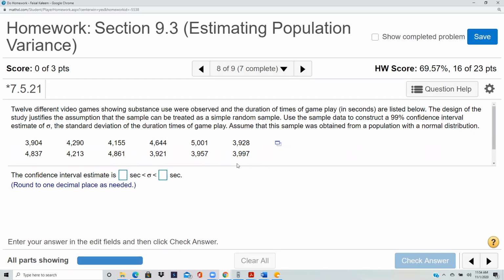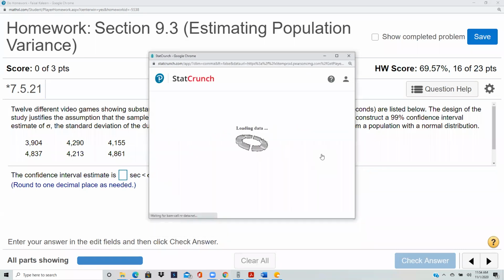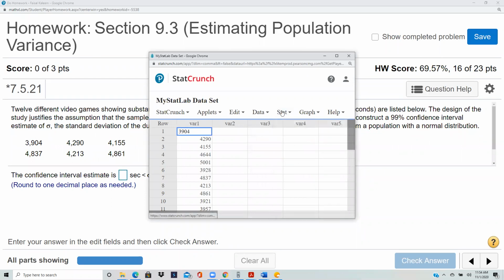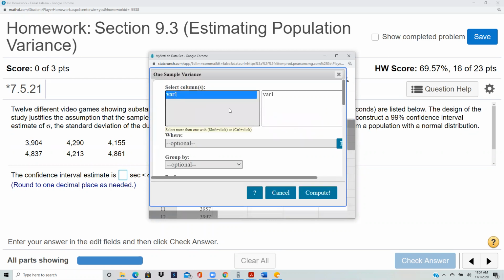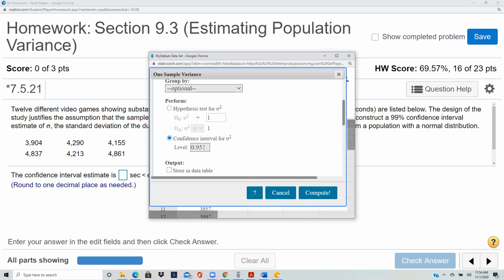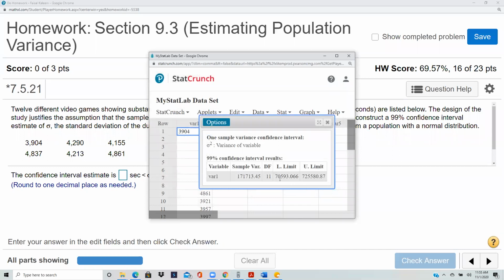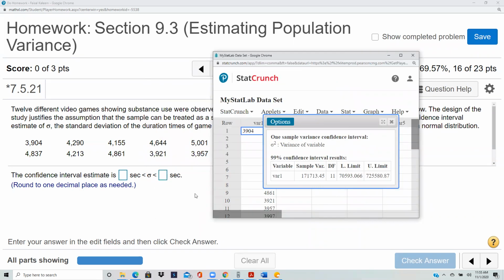And now they just ask for the confidence interval for standard deviation, but we'll still do the variance stats and we want 99%. So stats, variance stats, one sample, and once again, it's with data. Select the column, select the confidence to be 99. And now we just take the square roots of these values because remember, these are for the variance and you need them for the standard deviation.